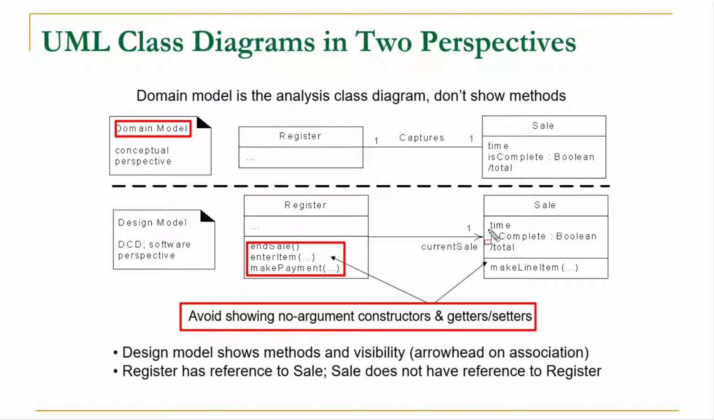And guys, one other important difference between the design model and the domain model is this arrowhead. This arrowhead tells that the register has a reference to the sale and not the reverse, which means that sale does not have a reference to register. Whereas in the case of domain models, we did not have these arrows. So we only told that there is a reference of register in the sale or sale in the register, but as the arrows were missing, we cannot tell which of them was correct.